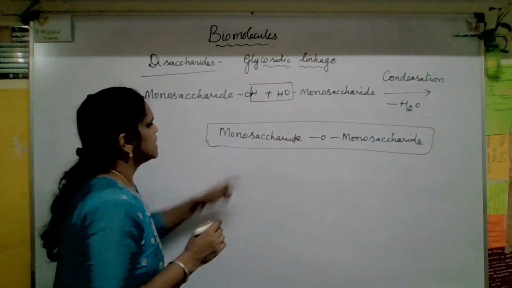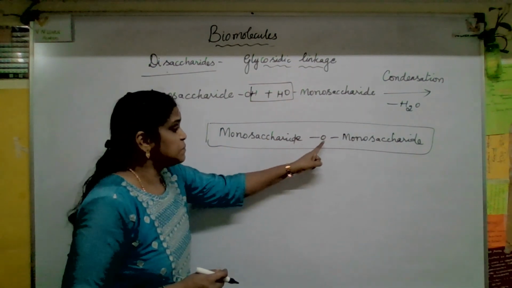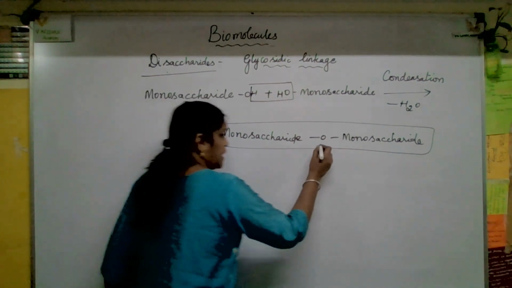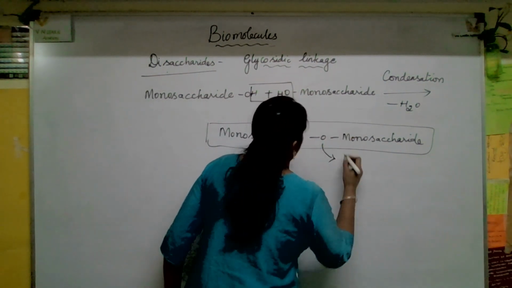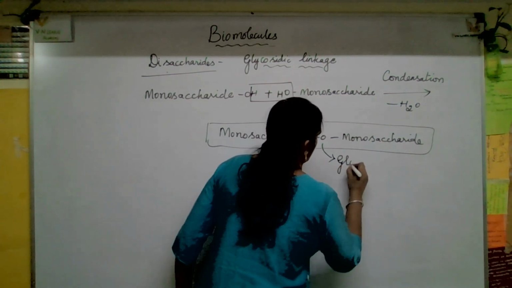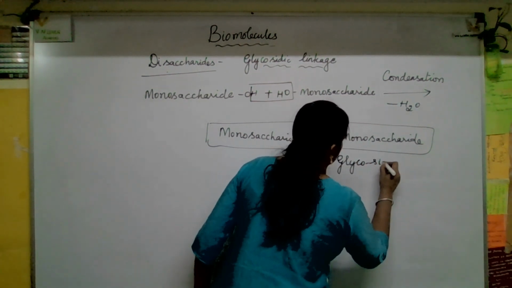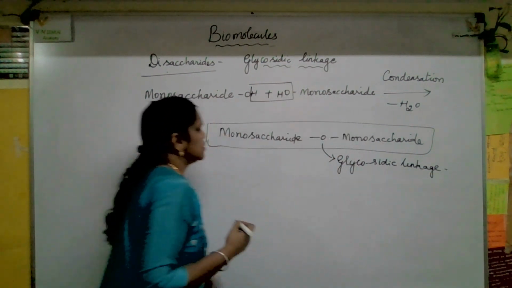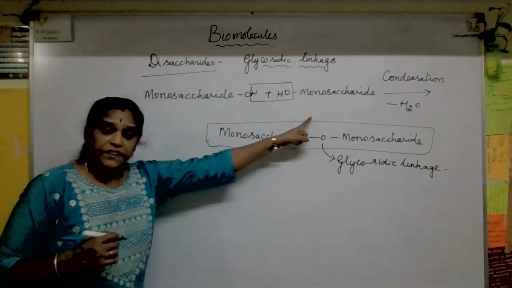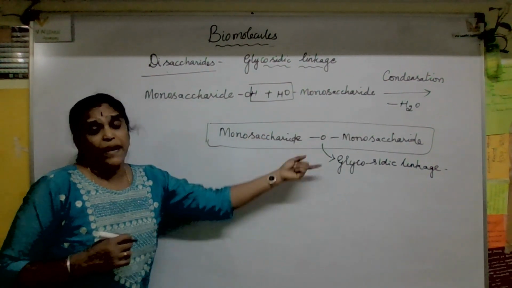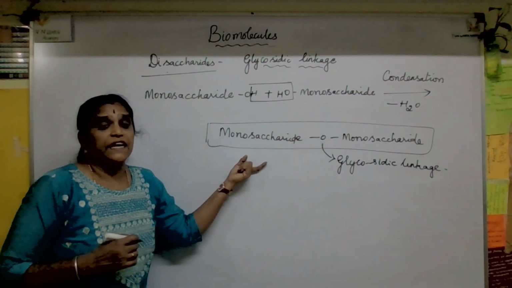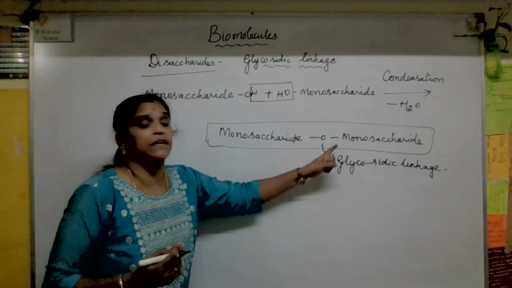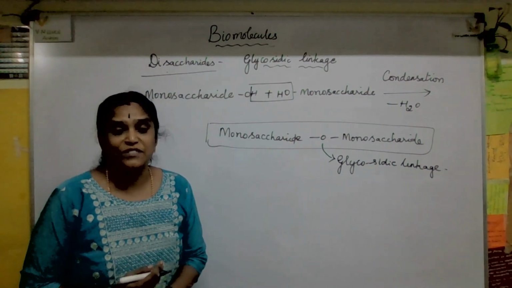Now, the linkage between these monosaccharides, what linkage is it? The oxygen which is connected to them forms the linkage which is called the glycosidic linkage. So you know very well, a monosaccharide combined with another monosaccharide forms a disaccharide. It is the combination of two monosaccharides, and the linkage in that disaccharide molecule is a glycosidic linkage.